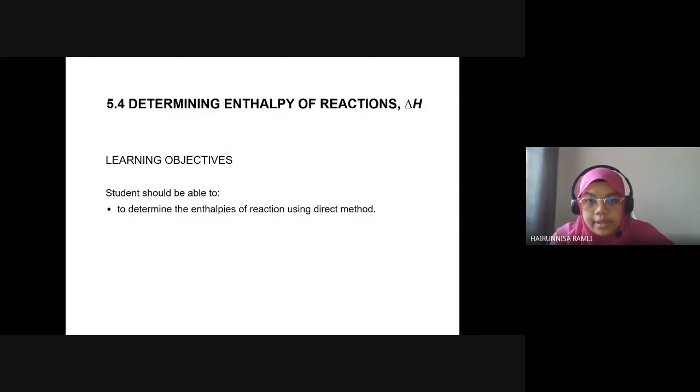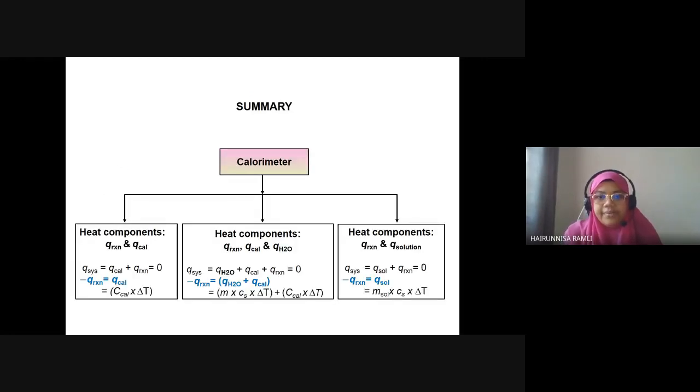So today I will continue with the subtopic 5.4, determining enthalpy of reactions, delta H. But before that, we will have a recap first of what you learned last week. The calorimeter. The very important points you need to know is that the calorimeter is divided into two: constant volume and constant pressure calorimeter. Constant volume is the bomb calorimeter, while constant pressure is the coffee cup calorimeter.